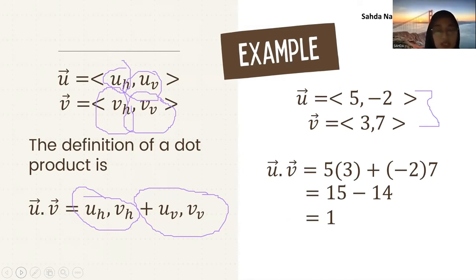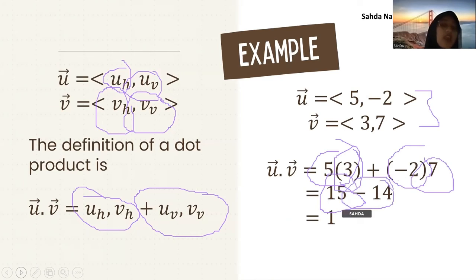So multiply the horizontal components, 5 and 3, and multiply the vertical components, -2 and 7. So vector u dot vector v is equal to 5 times 3 plus -2 times 7. And we find the sum. So here I'm going to get 15, and here I'm going to get -14. And so the dot product is equal to 1.